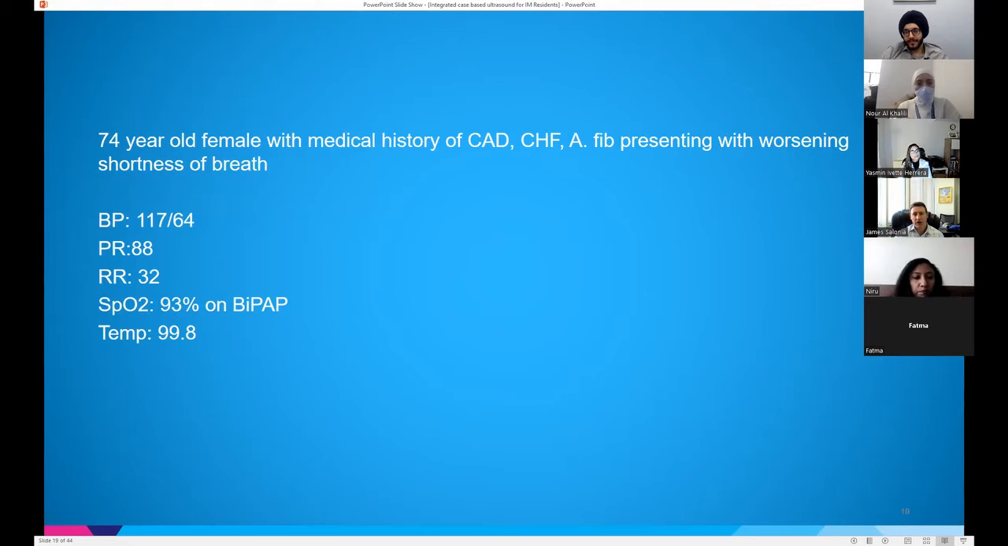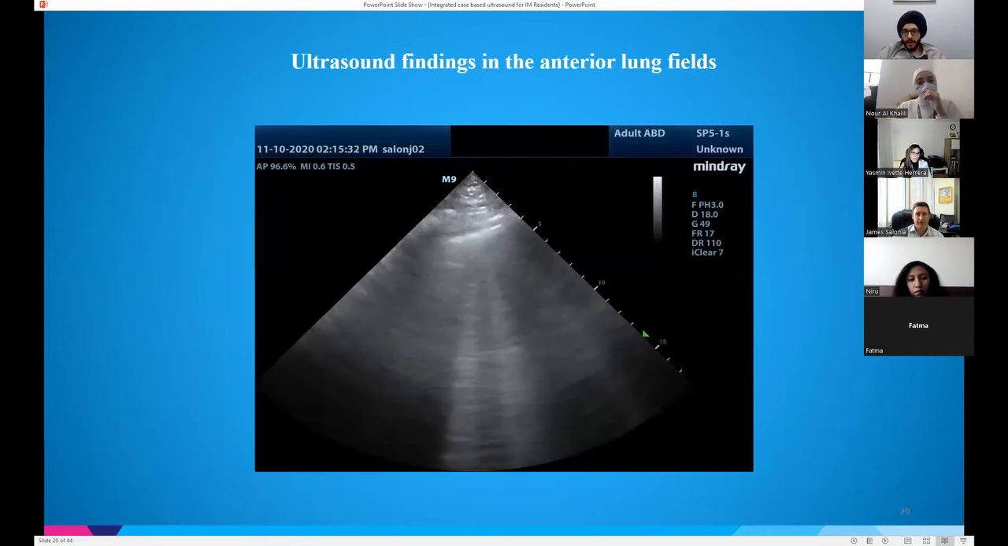74-year-old female, history of coronary artery disease, CHF, AFib, coming in with worsening shortness of breath. Blood pressure is 117/64. Pulse rate 88, tachypneic at 32, and hypoxemic to 93% on BiPAP, temperature of 99.8.